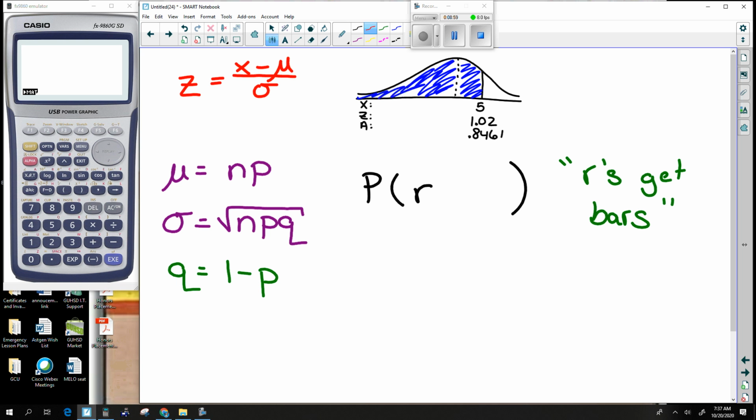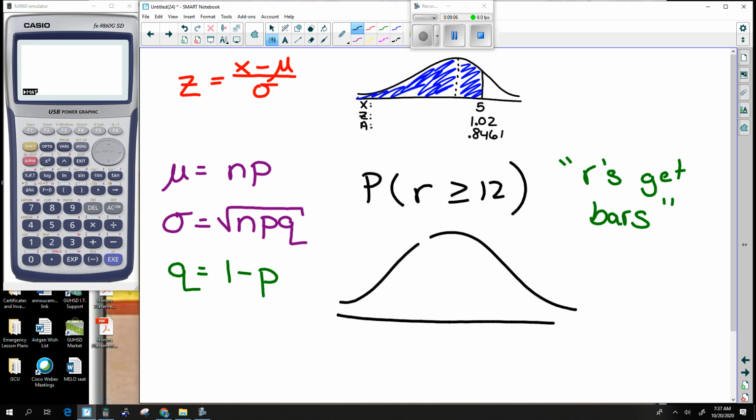Last but not least, what if I have like greater than or equal to 12? Right? So I have this number 12. I make my bar. This is greater than, so greater than or equal to, leaving the edge right here, which is 11.5.